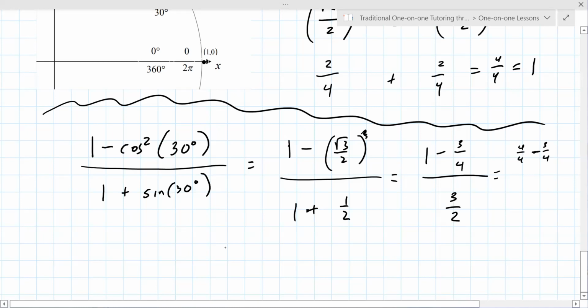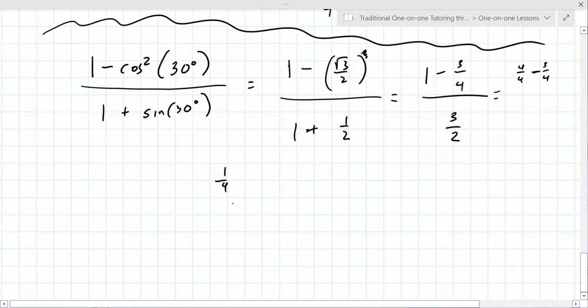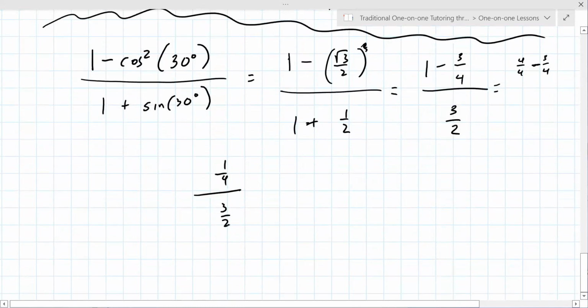So that gives you 1/4 over 3/2. And then you multiply by the reciprocal, top and bottom. We haven't done that in a while, but it's 1/4 times 2/3. The 2's cancel, and you get 1/6, like you said. Perfect. Okay.